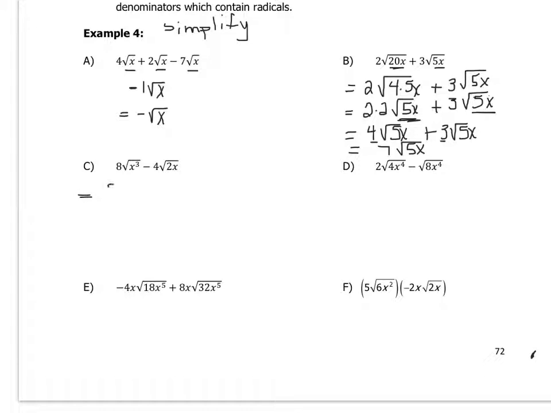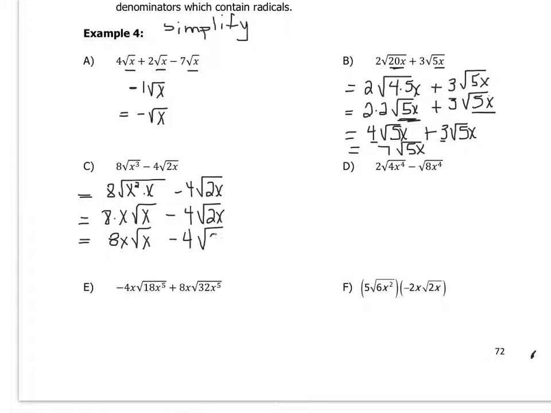In C, you can break down the x cubed as x squared times x. And the next one, minus 4 root 2x, can't do a whole lot with that. So in the next line, the square root of x squared can come outside as an x, and you'd be just left with x inside. And minus 4 root 2x, can't do anything with that. So this is just 8x root x minus 4 root 2x. There's nothing really that we can do past that, because you're subtracting two terms, but they're not like radicals, so you'd have to leave it in that form.